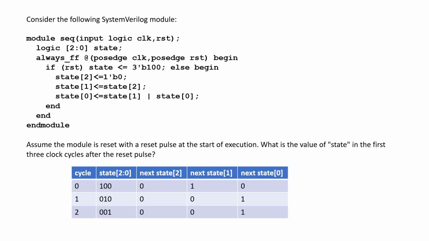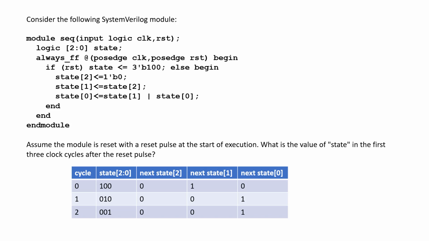So if the current state is 1, 0, 0, the next state will be, first bit will be 0, and by first I mean bit 2, the leftmost bit, the most significant bit. The second bit, bit 1, will be whatever the first bit was in the current state. So that was 1 here. So state bit 2 is 1, so the next state bit 1 will be 1.